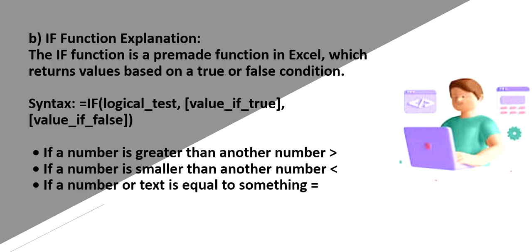Now the second one is the IF condition. Already you might have learned it in many programming languages. If the condition is true, it evaluates to true, otherwise it is false. Depending on the condition, your program code works. It is used to check whether a number is greater than, less than, or equal to something. So now let's see it in Excel.